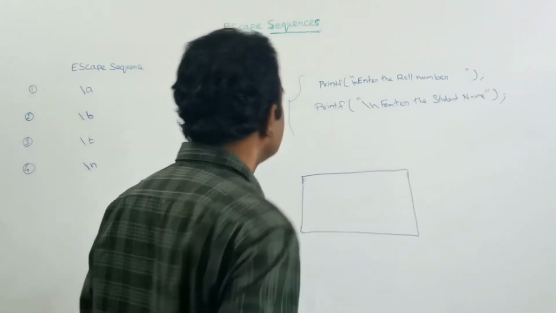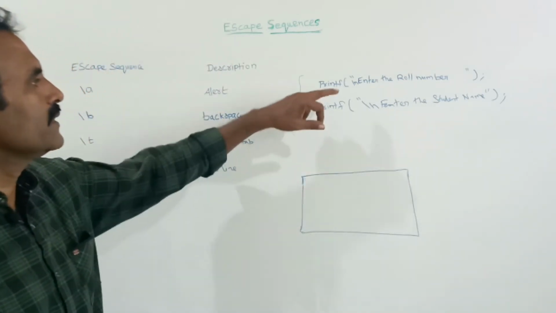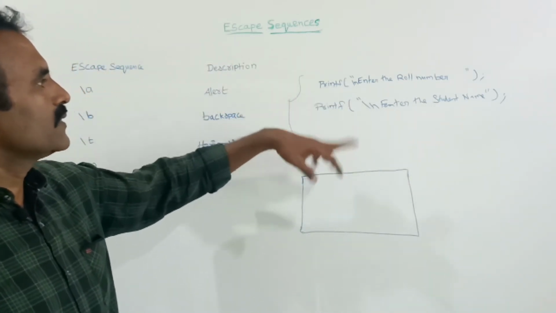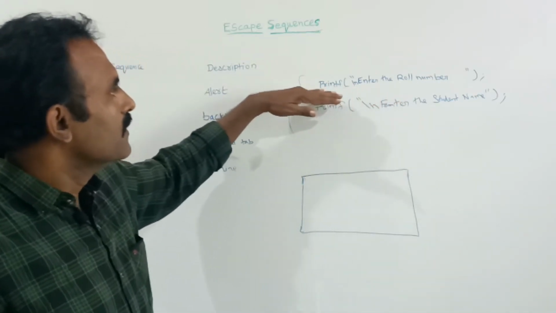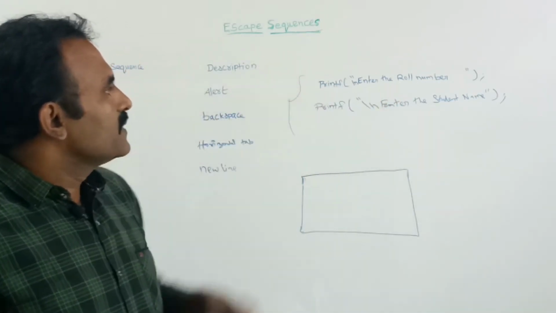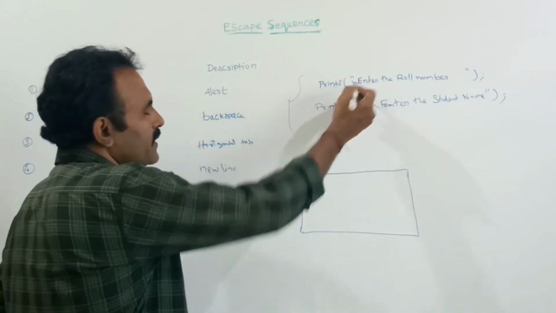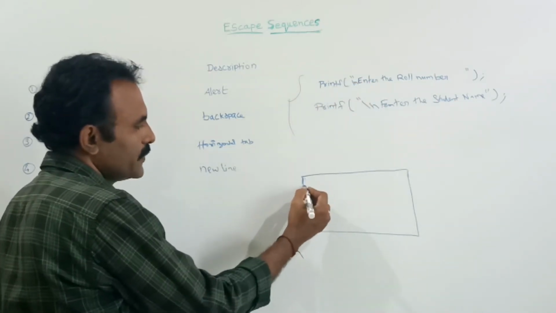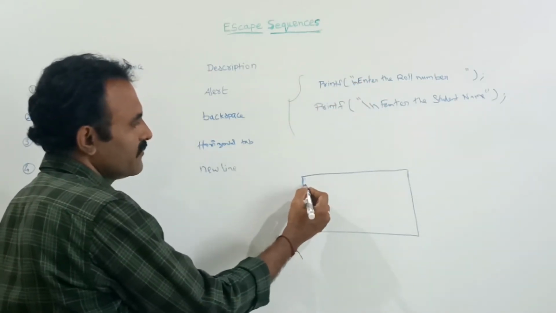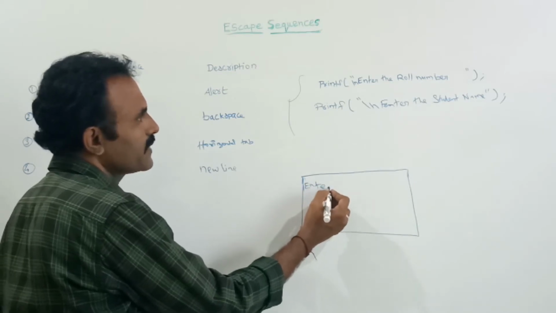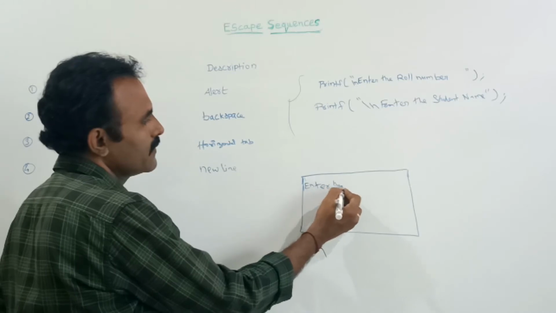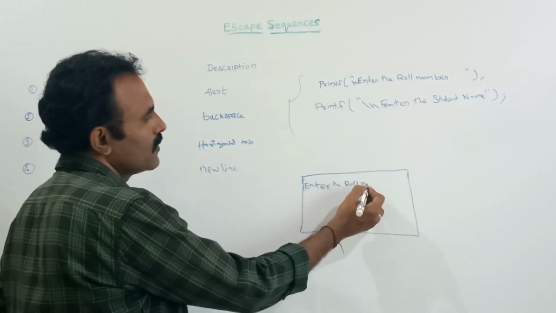Here if I am using \n for both printf functions, here first \n, it will start in the new line. Here, new line, from the starting position it will be displayed like this: enter the roll number.